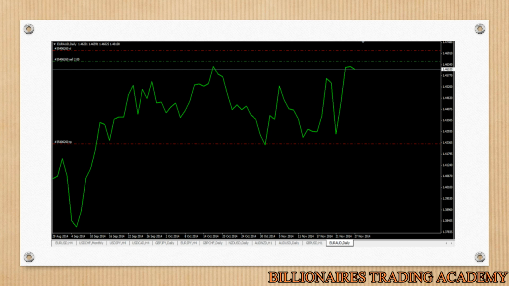In the next lesson, we shall understand how to interpret the information of the candlestick.